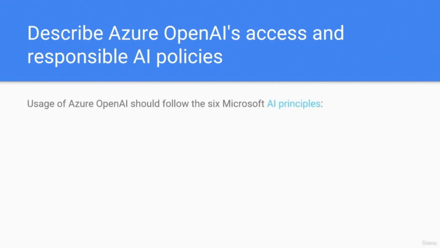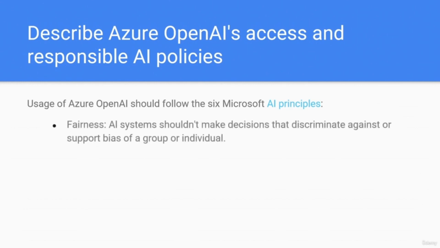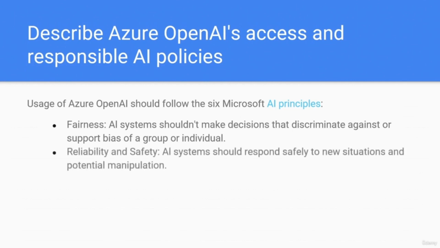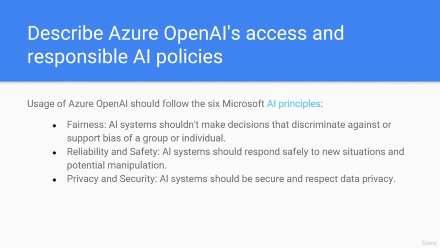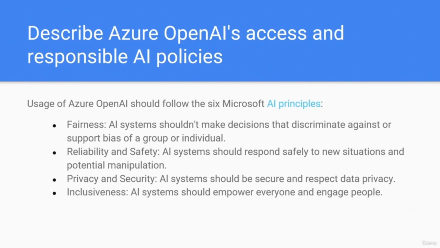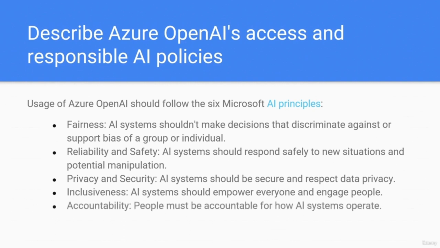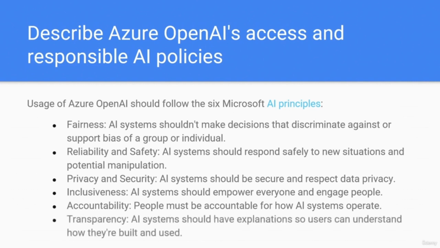Usage of Azure OpenAI should follow the 6 Microsoft AI principles. Fairness. AI systems shouldn't make decisions that discriminate against or support bias of a group or individuals. Reliability and safety. AI systems should respond safely to new situations and potential manipulation. Privacy and security. AI systems should be secure and respect data privacy. Inclusiveness. AI systems should empower everyone and engage people. Accountability. People must be accountable for how AI systems operate. Transparency. AI systems should have explanations so users can understand how they are built and used.